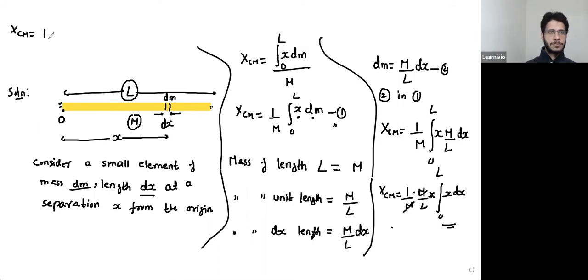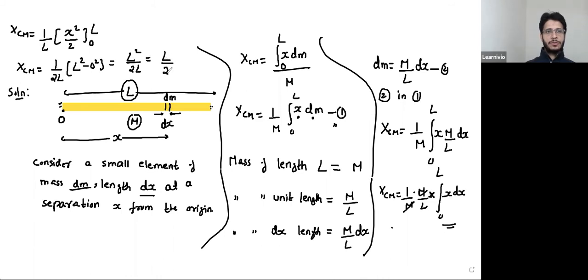It's x square by 2. Okay, you didn't substitute the limits. Why? It's x square by 2 times 1 by L. Then it's L square minus 0 square. It's L square by 2L. It's L by 2.